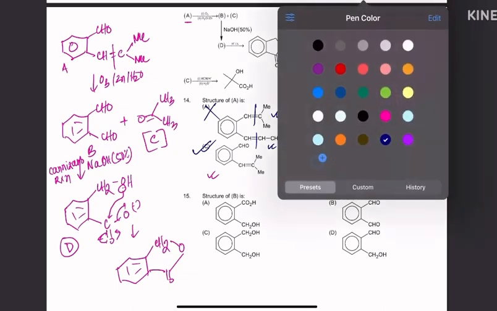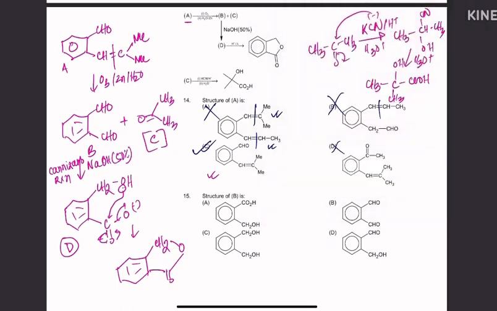And now let's see there is one more question on this, the structure of B. What is the structure of B? B will be this one. So now see, match, the answer will be B. I hope you understood this one. Chalo, let's go to the next question.